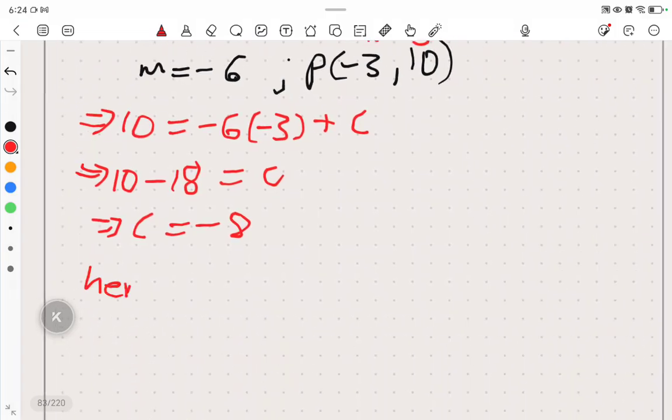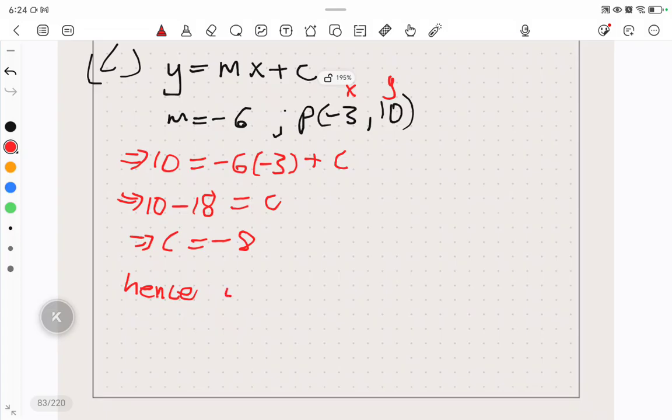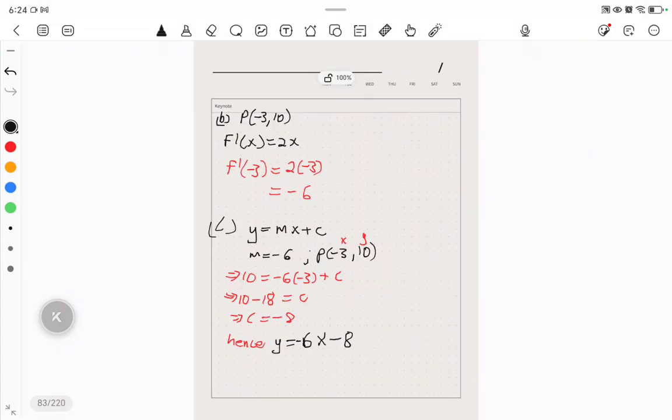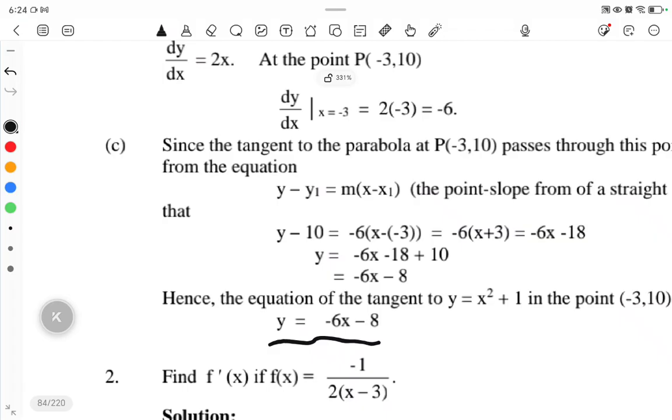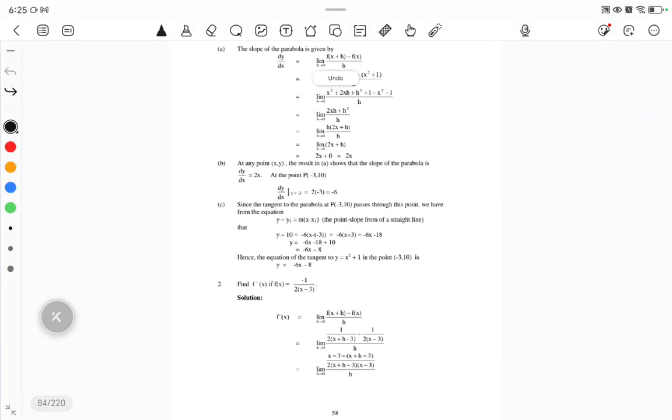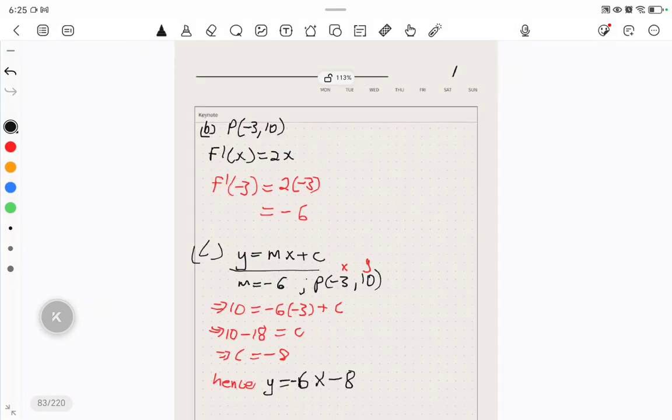Hence, y will be equals to minus 6x minus 8. So that should be the equation. If we check, that is the equation. Alright, so here they use a different equation. So, and myself, I use the different equation. So this is how it is. So I prefer the one which I used there. It's much simpler that way. This one, mx plus c, equation of a straight line.